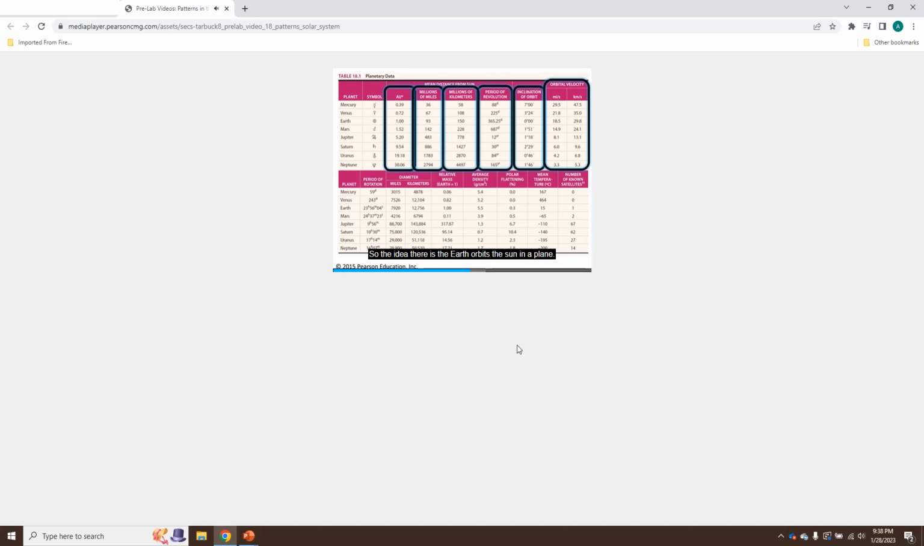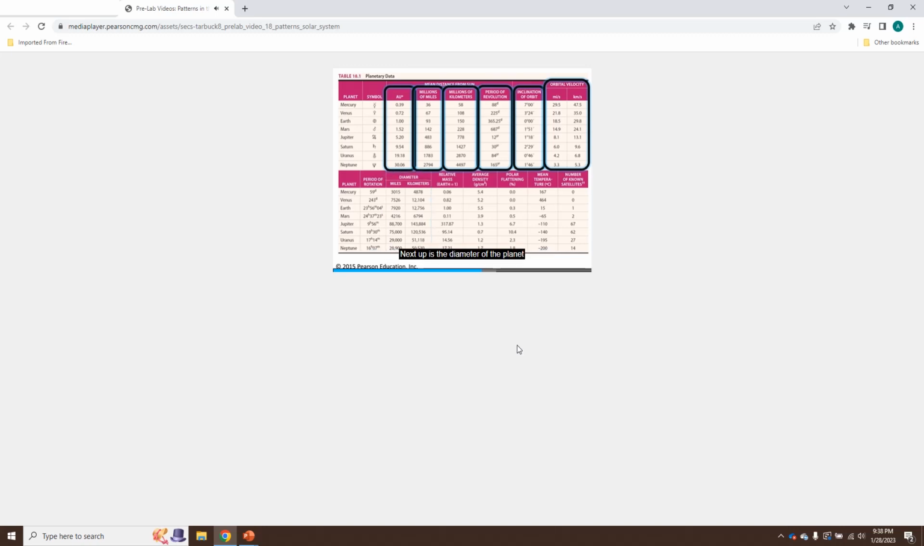So the idea there is the Earth orbits the Sun in a plane. That plane is called the ecliptic. The other numbers in this column are with reference to that ecliptic. So for instance, Mercury, you can see, is 7 degrees off from Earth's orbit around the Sun. And the other planets have less deviation from the ecliptic.